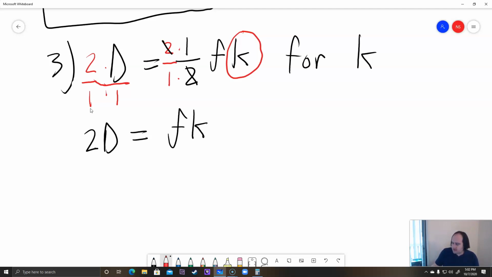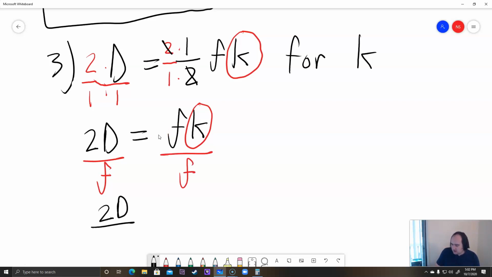All right, and again, we're trying to isolate k, so the last thing we have to get rid of is this f. And the opposite of multiplying by f is dividing by f. So here we want to divide both sides by f. That's going to give us 2d over f is equal to k. So k equals 2d over f, switching the order around. All right, and that's our answer.